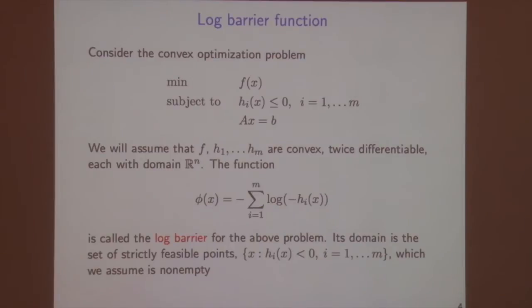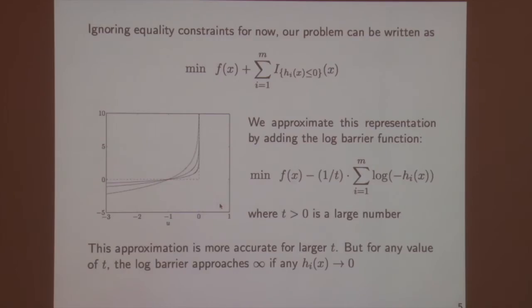Right, we have to have h_i(x) strictly less than 0 for all i in order for this to be well defined. So where does it come from? It comes from essentially the idea of approximating indicator functions by these log barriers. That's really one way you can think of it. So let's ignore equality constraints. Everything's going to go through with equality constraints. In fact, we'll pretty much ignore them for the rest of the lecture because we know how to do Newton's method with equality constraints. So as long as we can get rid of inequality constraints, we're in good territory.